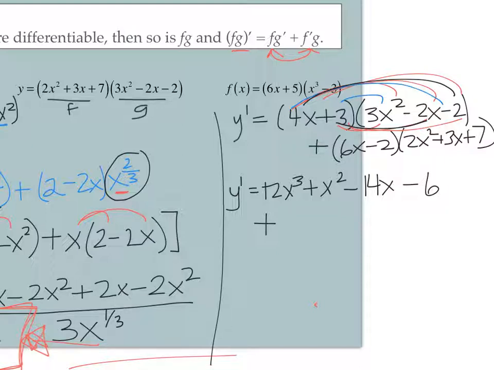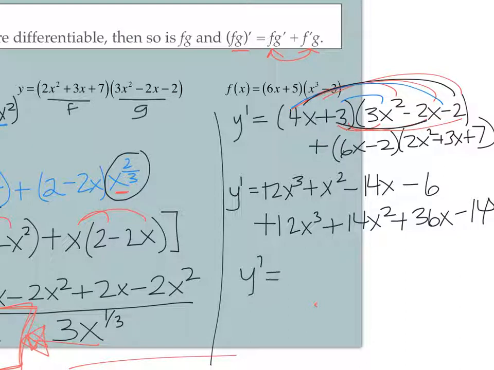So I would do the first two, so 6x times 2x is 12x cubed. Then I would do the next two. So 6x times 3x is 18, minus 4 is 14. Then I would do the next two again, so 6x times 7 is 42, minus 6 is 36, minus 14. Okay, and then it does simplify quite nicely to 24x cubed plus 15x squared plus 22x minus 20. So it simplifies to just a cubic expression.